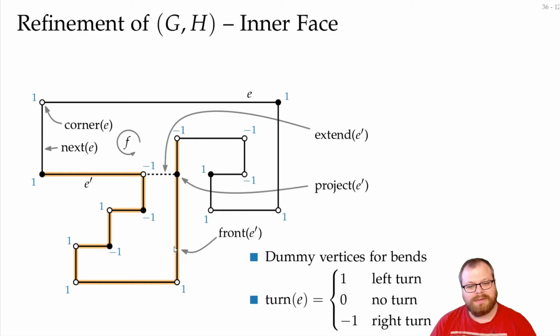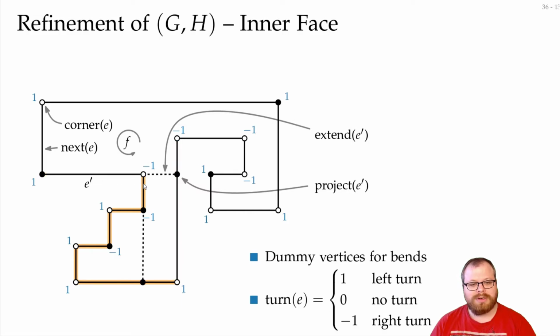And now we have another left turn. Now we get to a 1. And that means that this edge can be extended up here so that the extension of E prime projects on this edge. So as soon as the sum of the turn numbers gets positive, we can extend our edge here.